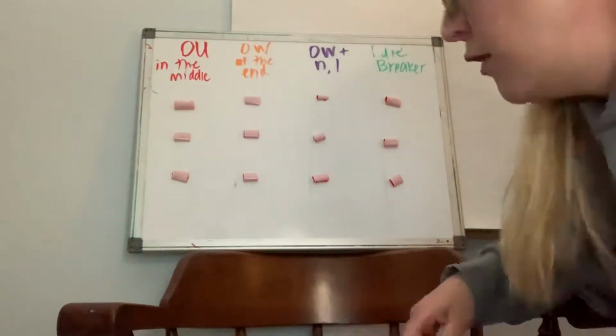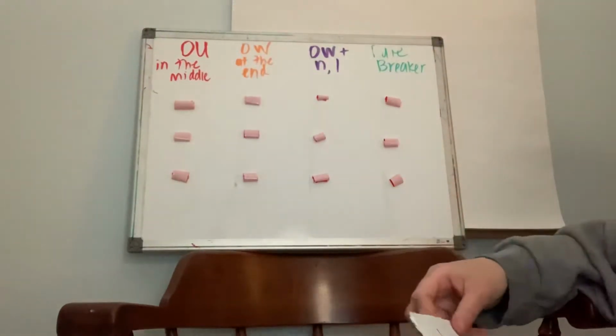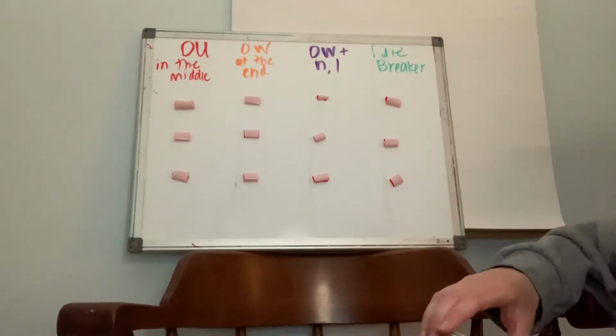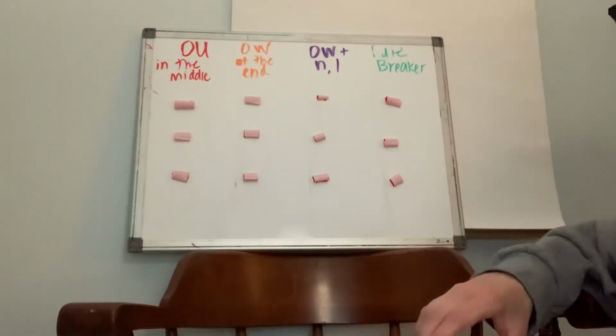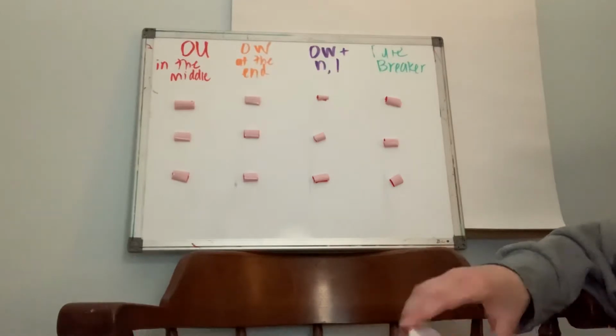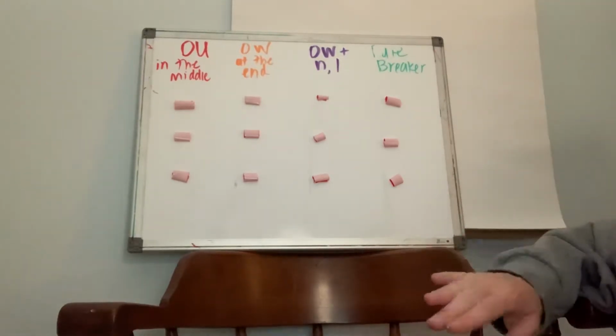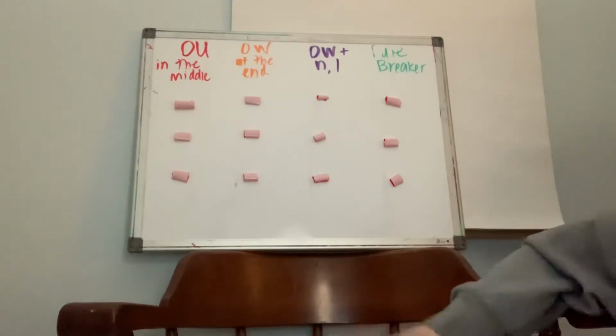Okay, now the red column is OU in the middle of a word. The orange is OW at the end of a word. The purple is OW followed by an N or an L. And the last is a rule breaker. If you don't hear that ow sound, it's a rule breaker, okay? So let's look at the first word.